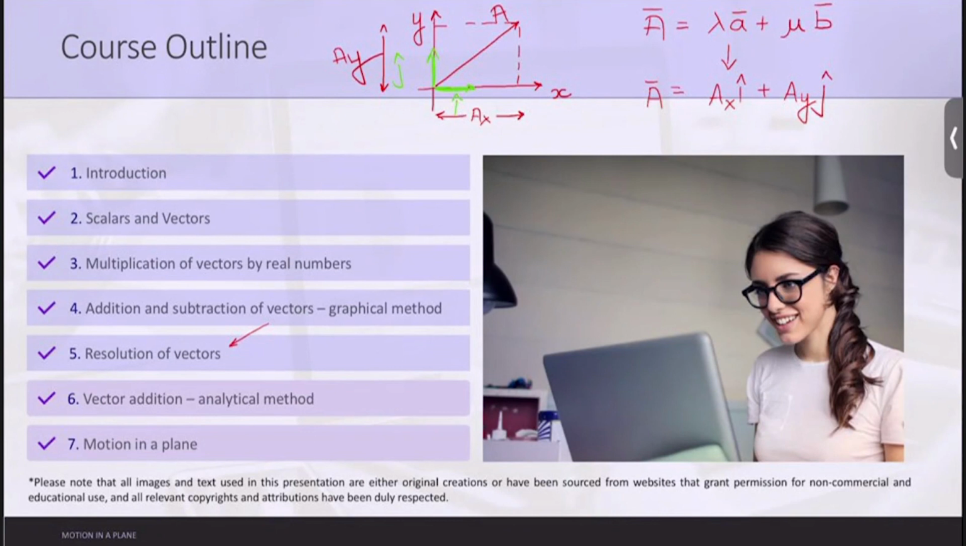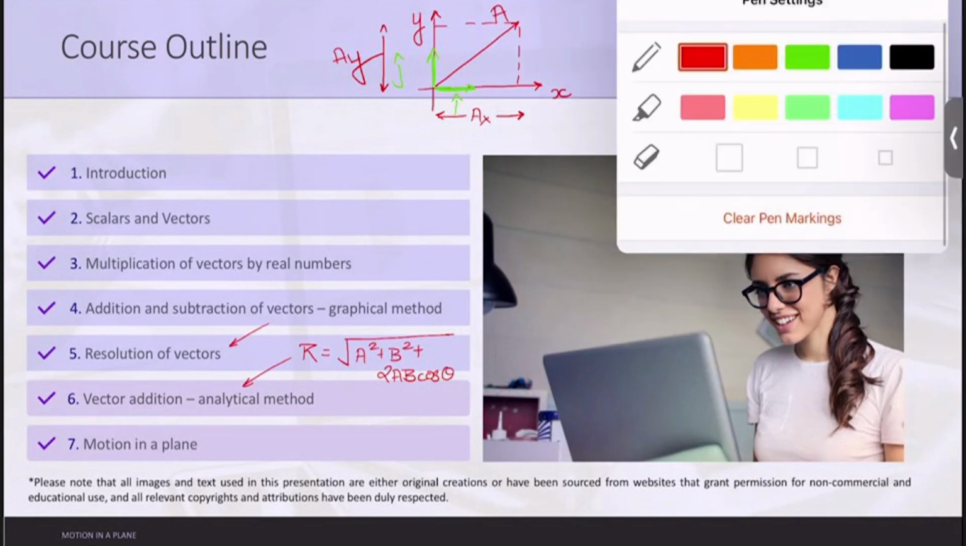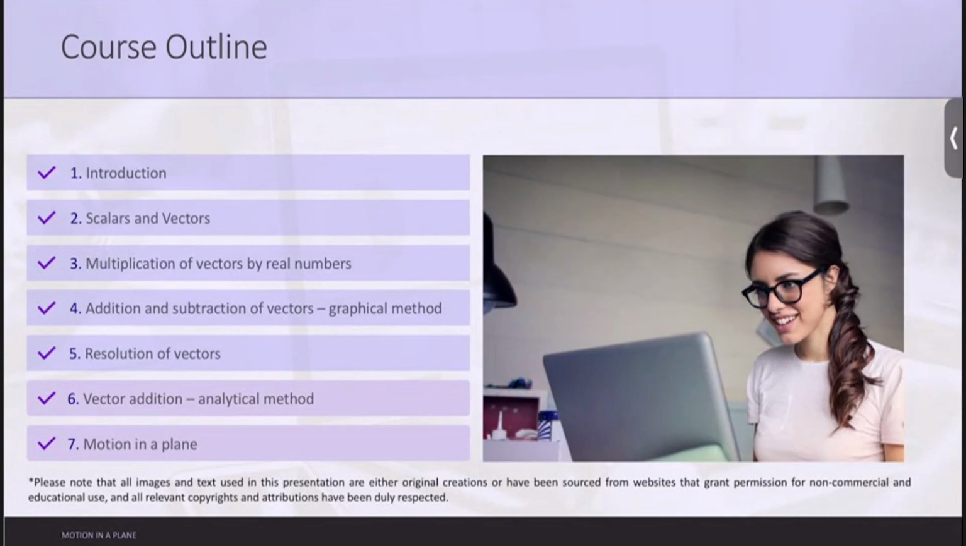And finally, in the sixth point, that is vector addition, we understood the basic formula for vector addition, which came out to be R is equal to under root of A square plus B square plus 2AB cos theta. Correct? This is called your law of cosines. And similarly, there was a law of sines. Those things were understood in that chapter, so you may go and look back to that.